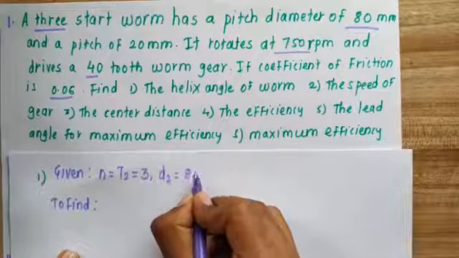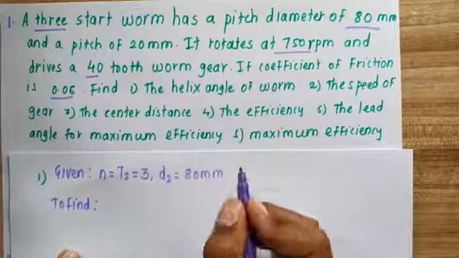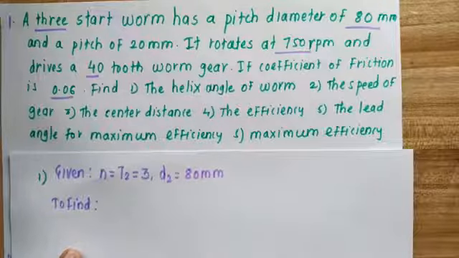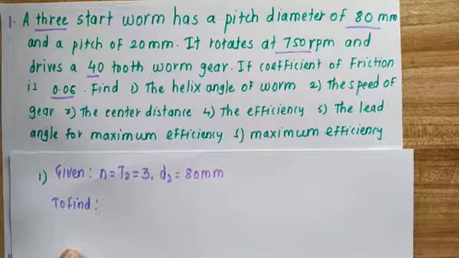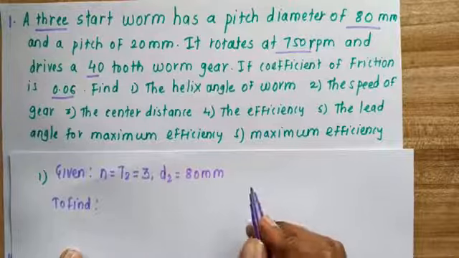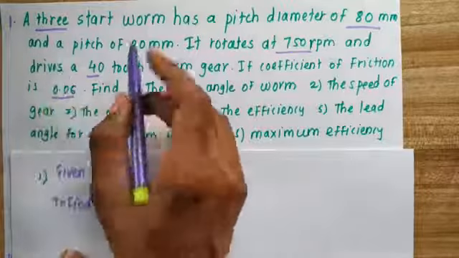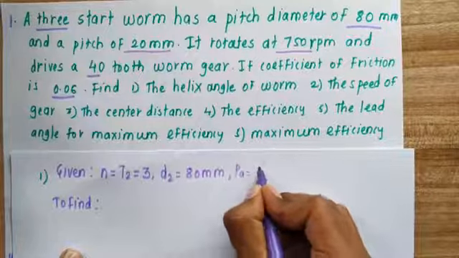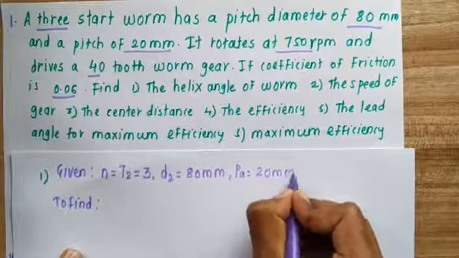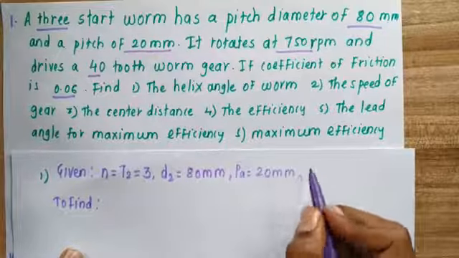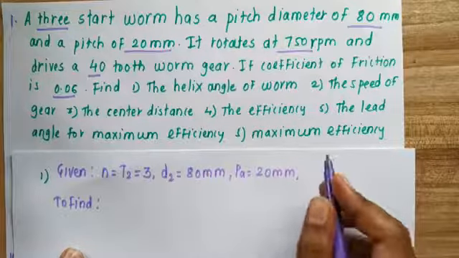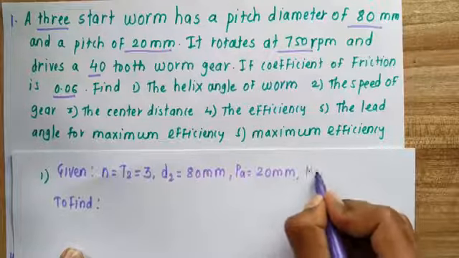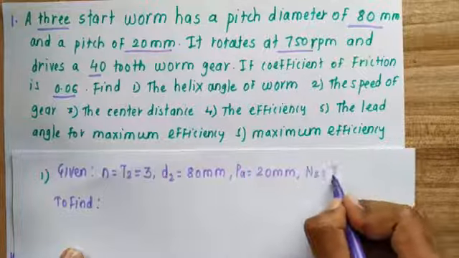This information is all given for the worm, and hence I use 2 as the notation for the worm and 1 for the gear. Next, it is given a pitch of 20 mm. So axial pitch is equal to 20 mm. Next, it rotates, which means the worm rotates. So n2 is equal to 750 rpm.